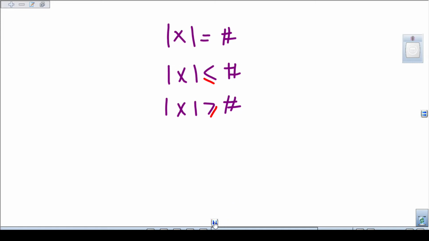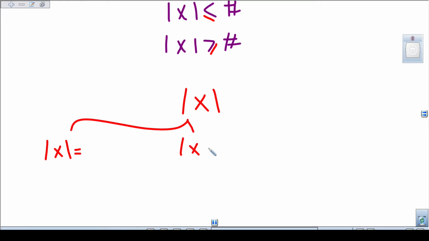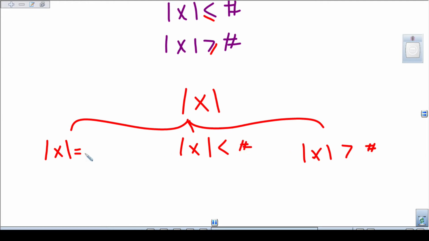So again, back to the big picture. If I'm solving these for the absolute value, I'm going to split them into 3 different categories. Either the absolute value is equal to a number, and pay attention, because this one is absolute value is less than a number, and this one down here is the absolute value greater than a number. Let's take a closer look.